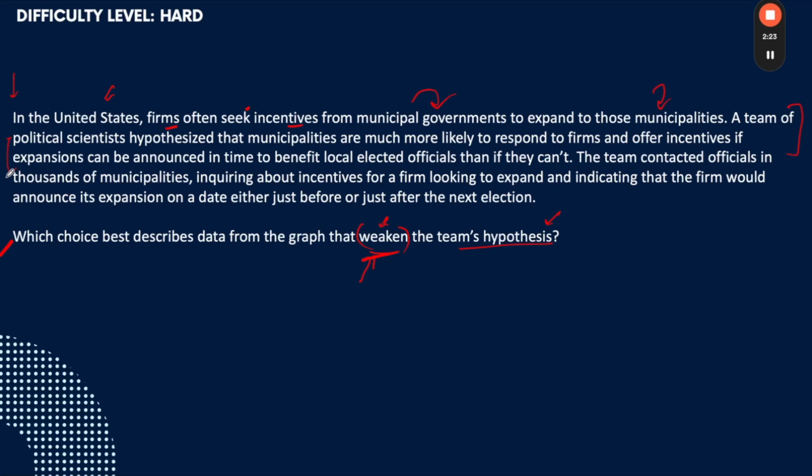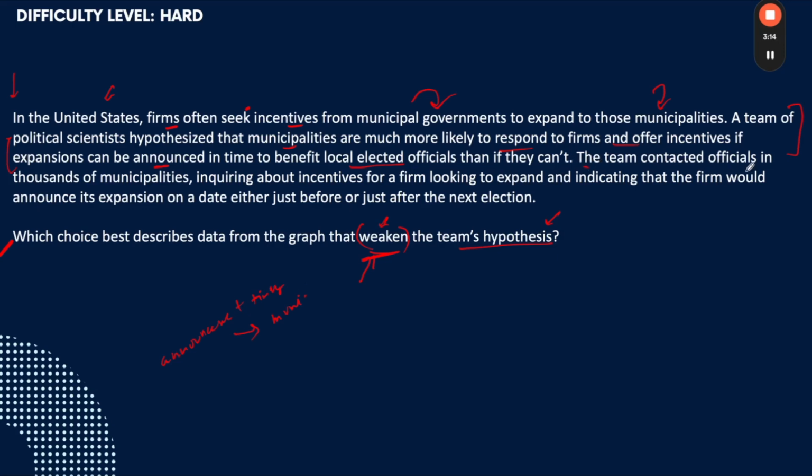So, the municipalities are more interested in these firms coming in when the firms make these announcements at a certain time, when the local elected officials can benefit. Only at those timings are these municipalities more likely to respond or give an incentive. So basically, in a very simple manner, the announcement timing is connected to the municipalities offering incentives to the firms or even responding to the firms, right? Now, with this understanding, let's read ahead.